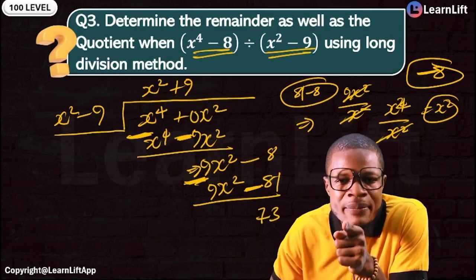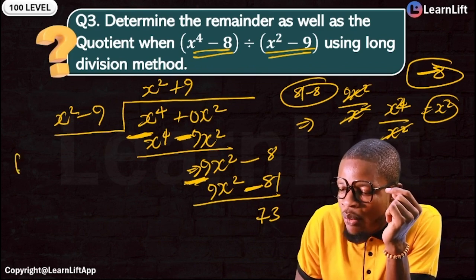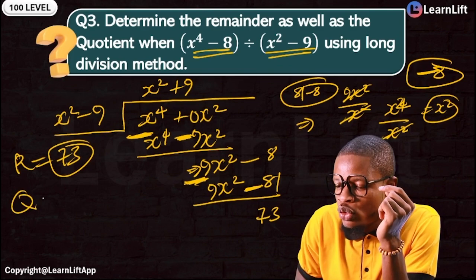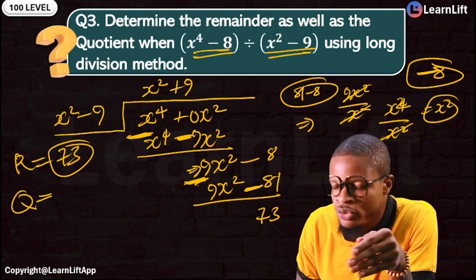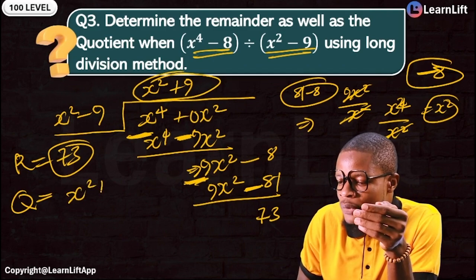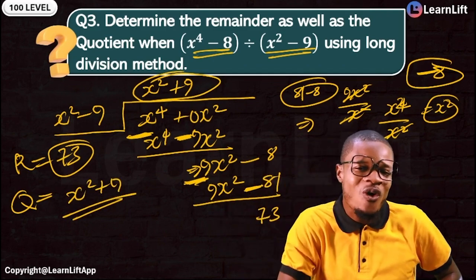Now the question is to determine the remainder as well as the quotient. Simple. What is our remainder? Remainder is what? 73. Now what is the quotient? This here is the quotient, and that is your x squared plus what? 9. That's the final answer. Simple, cheap and direct to the core.